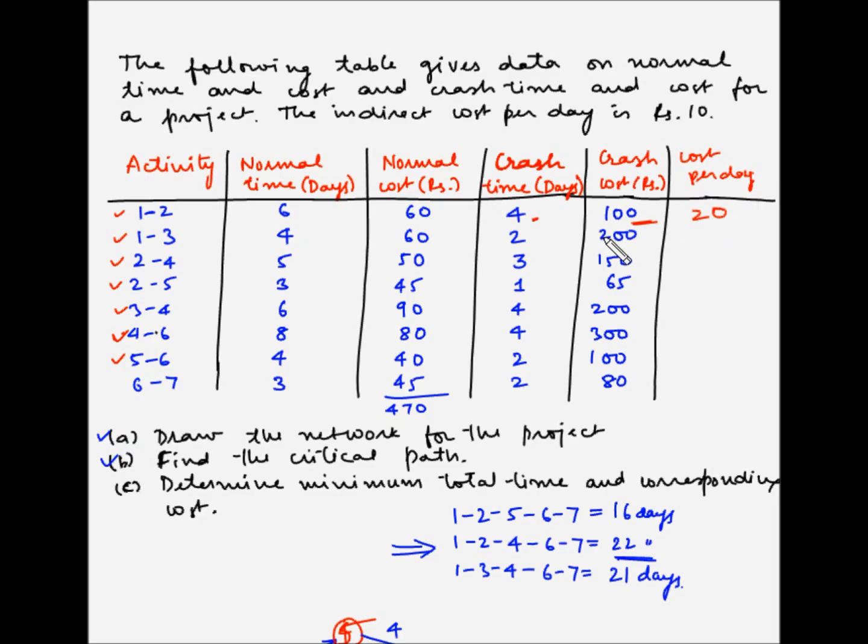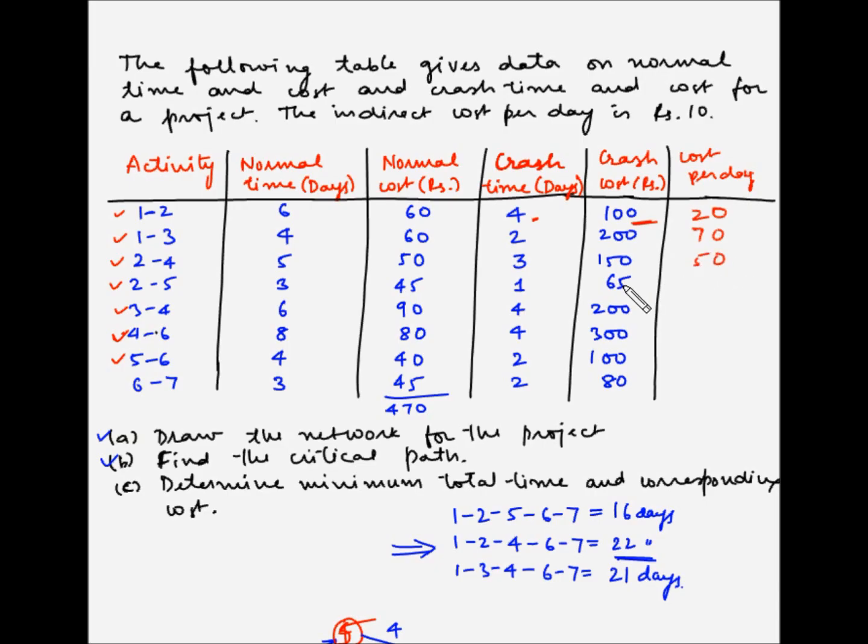For the second activity, the cost difference is 200 minus 60, which is 140, and the time difference is 4 minus 2, which is 2. So 140 divided by 2 is 70. The third activity, 150 minus 50, which is 100, and 5 minus 3, which is 2. So 100 divided by 2 is 50.